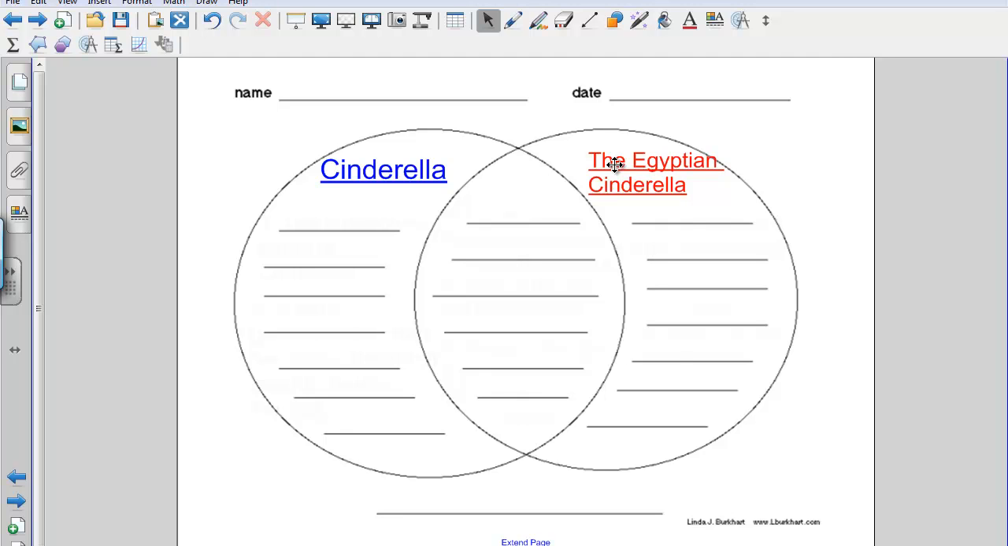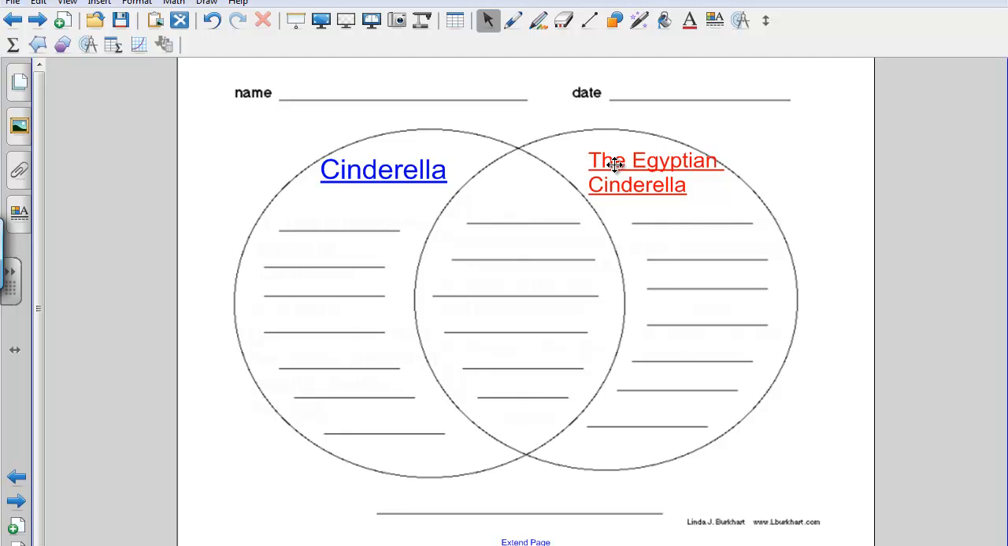In the Egyptian Cinderella, the main character's name was Rhodope. She worked very hard. There were evil girls who treated her poorly. There was a shoe that had magic. There was a dance. A falcon brought the shoe to the prince. The prince at the end ended up marrying Rhodope.